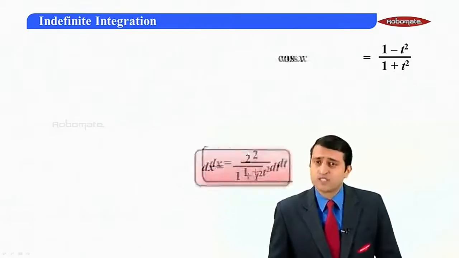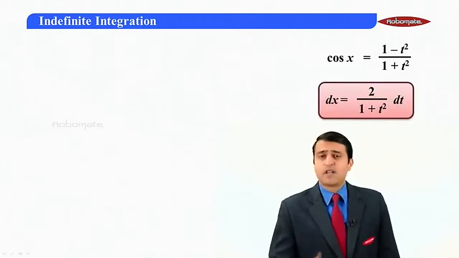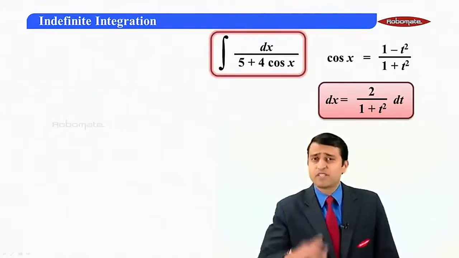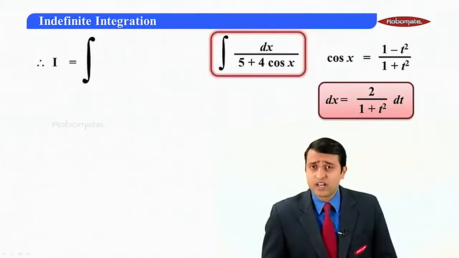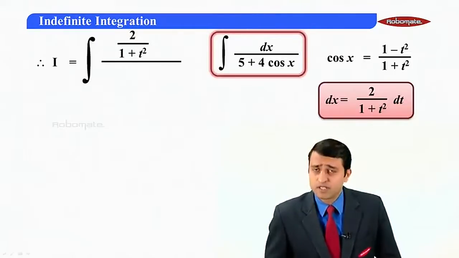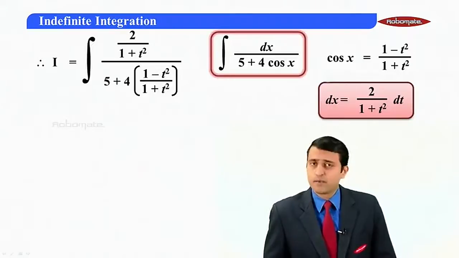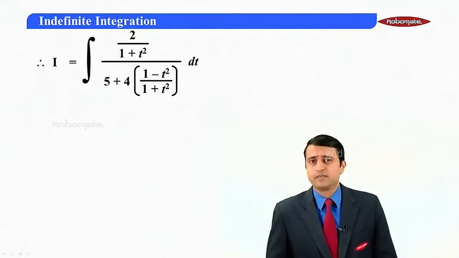Now these are the values which I will require, and these values I have to substitute in the integral 1 upon 5 plus 4 cos x. So let me just substitute that. So the integral now will look like 2 upon 1 plus t square, and in the denominator I will have 5 plus 4 into 1 minus t square upon 1 plus t square dt.